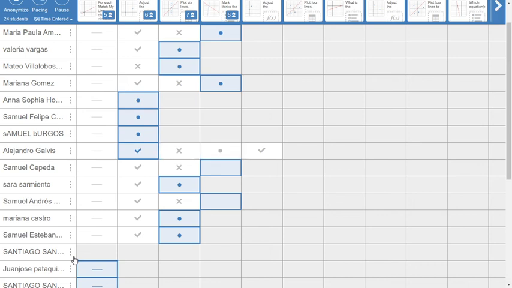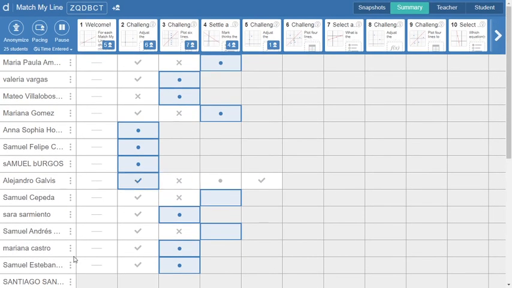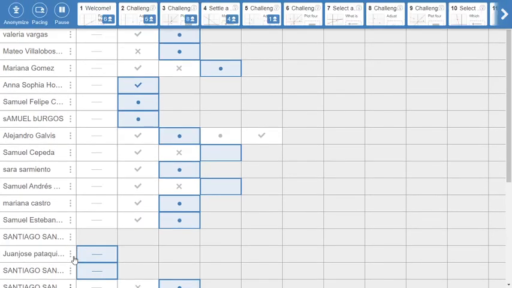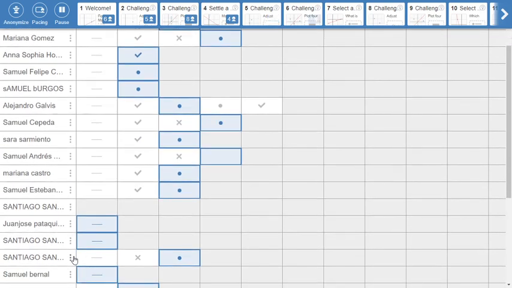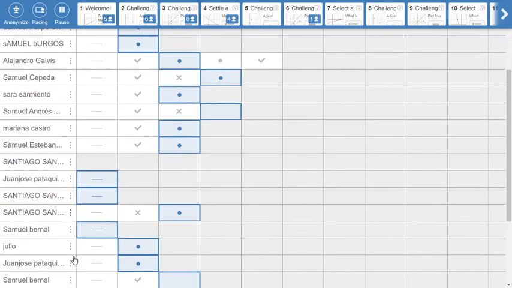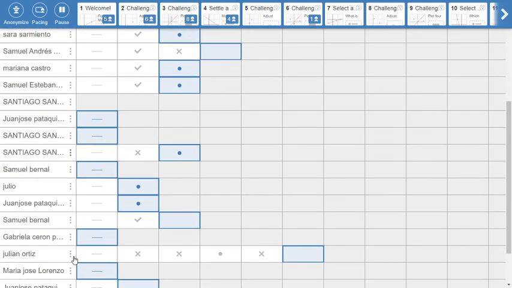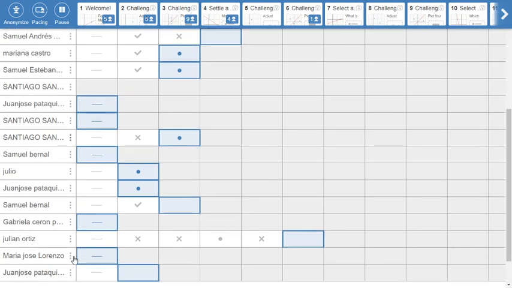Okay, very good for the people that are working. Alejandro Galvis is excellent. Very good. Cepeda, Sarmiento, Samuel Andres, Mariana Castro, excellent. You're working. Santi, very good. Samuel Bernal, excellent that you did the first one. Very good. Julian Ortiz, okay, thank you that you're working, but look, you have three exercises left.